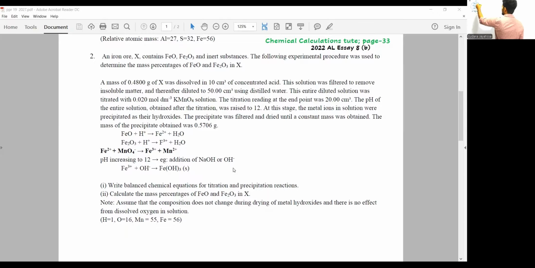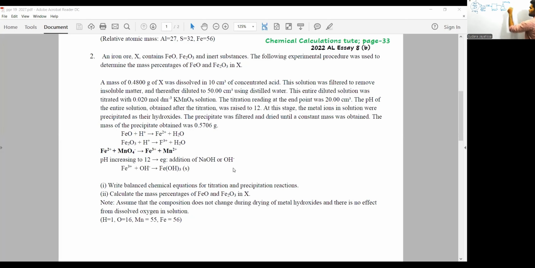So that is added to 10 cubic centimeters of concentrated acid. That means whatever the compound is there, it will be dissolved, and then it is diluted by adding water. Now the contents are there in 50 cubic centimeter volume. This entire diluted solution was titrated with 0.02 potassium permanganate. So now this is transferred to a titration flask, 50 cubic centimeters of the solution, and it is titrated with KMnO4.